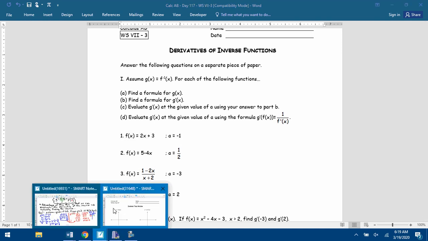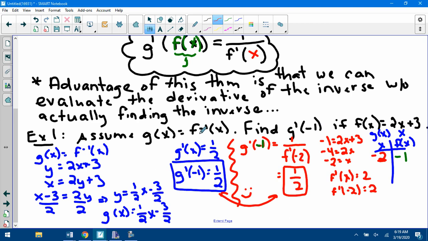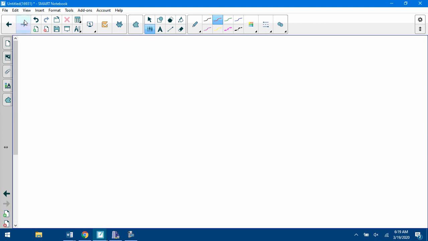Okay? All right. So let's keep doing some more examples. I'm going to flip my page. Here's example 2. Assume g of x equals f inverse of x.